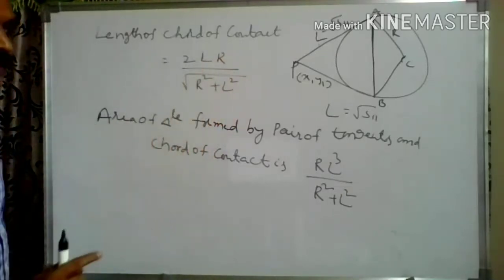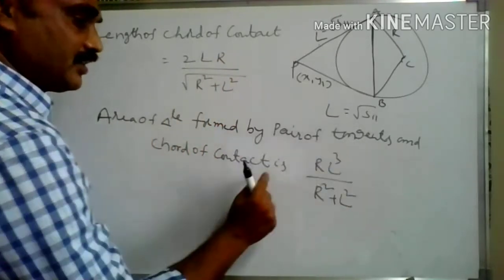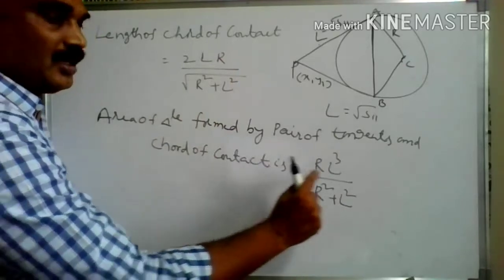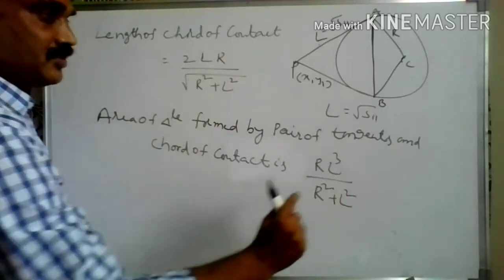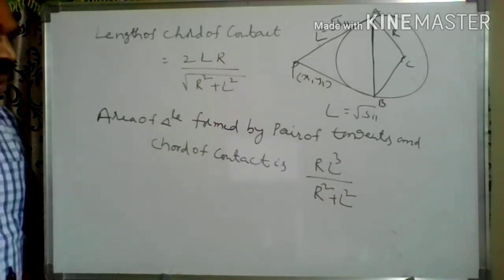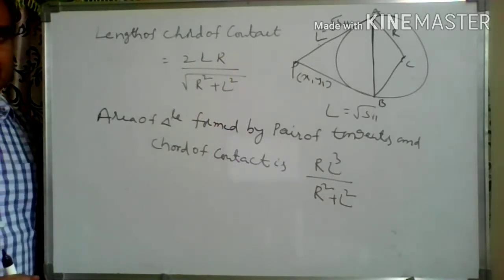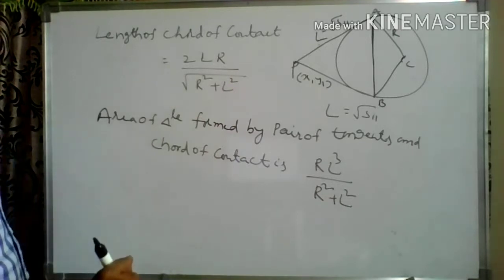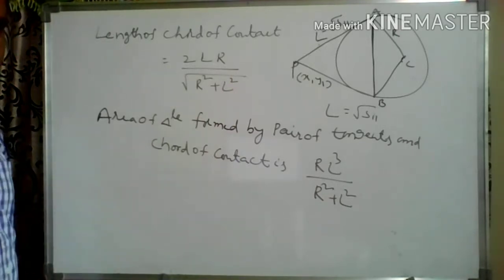The area of the triangle formed by pair of tangents and chord of contact is R L cube by R square plus L square.